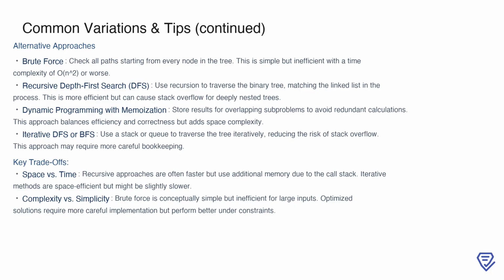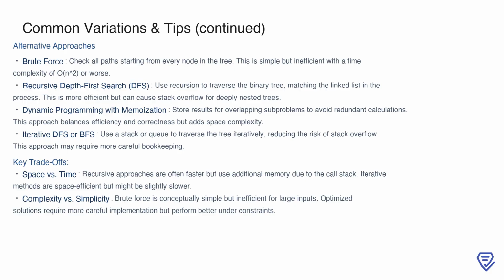To address this, dynamic programming with memoization can be a powerful alternative. By storing results for overlapping subproblems, you can avoid redundant calculations, striking a balance between efficiency and correctness, though it does increase space complexity. Another option is to use iterative DFS or BFS with a stack or queue. This approach eliminates the risk of stack overflow, but it may require more careful bookkeeping to track the state of your traversal. Ultimately, the choice of approach involves key trade-offs. Recursive methods are often faster but consume extra memory due to the call stack, while iterative methods are more space-efficient but can be slightly slower.